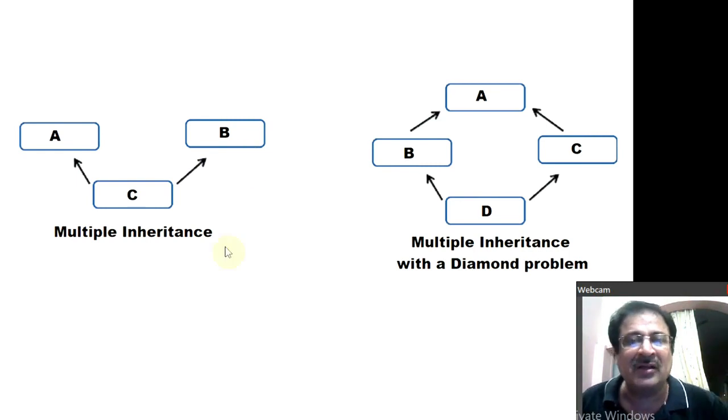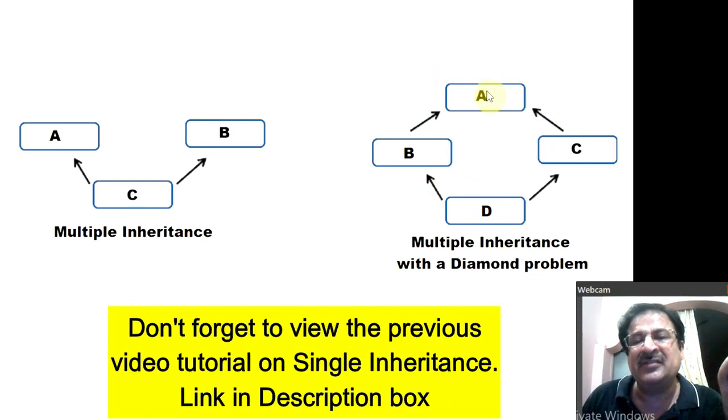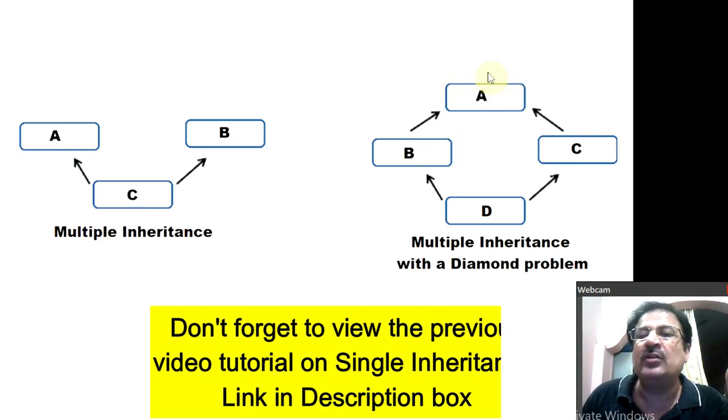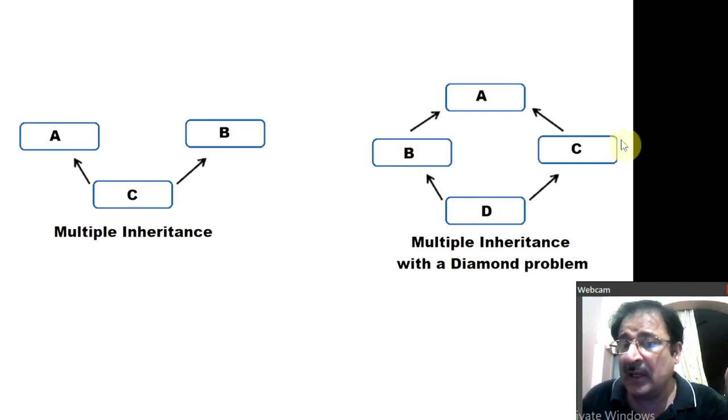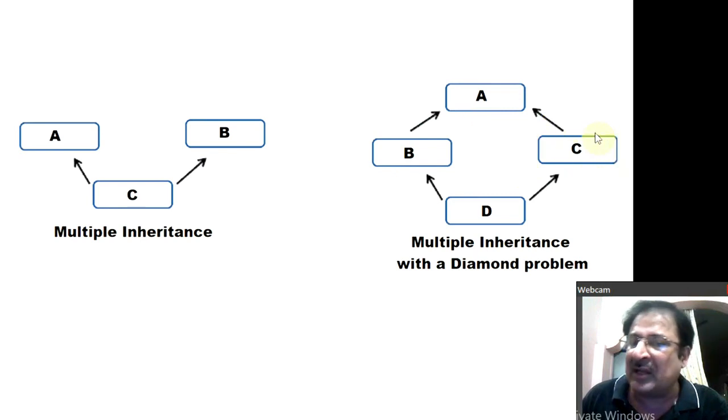And it is not essential that class C inherits only two classes. In multiple inheritance, a class can inherit any number of classes, right? But there is a problem called the diamond problem in multiple inheritance. For example, class B inherits class A, so class B has a copy of all the functions and attributes of class A. Class C also inherits A, so a copy of the functions and attributes of class A is assigned to class C also.